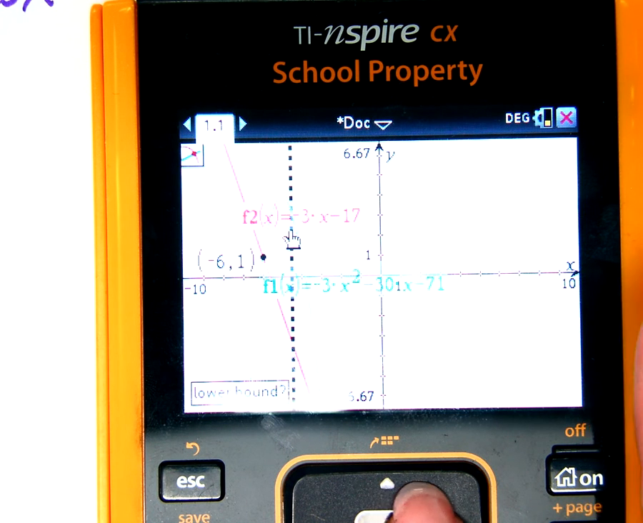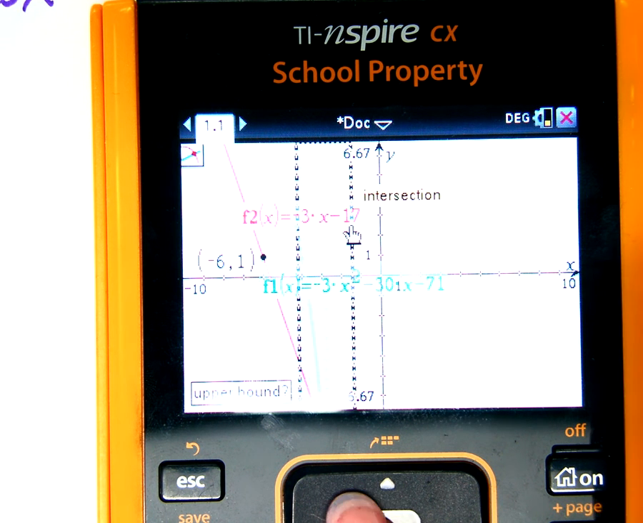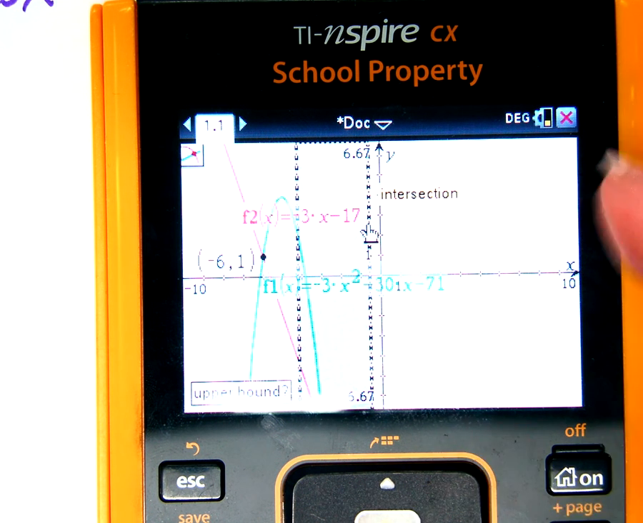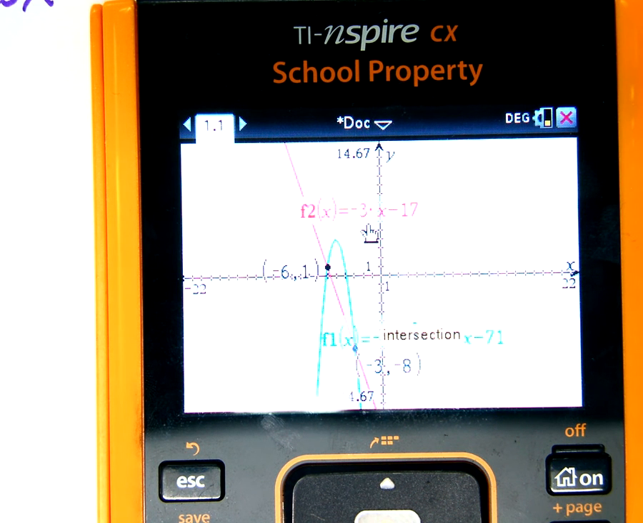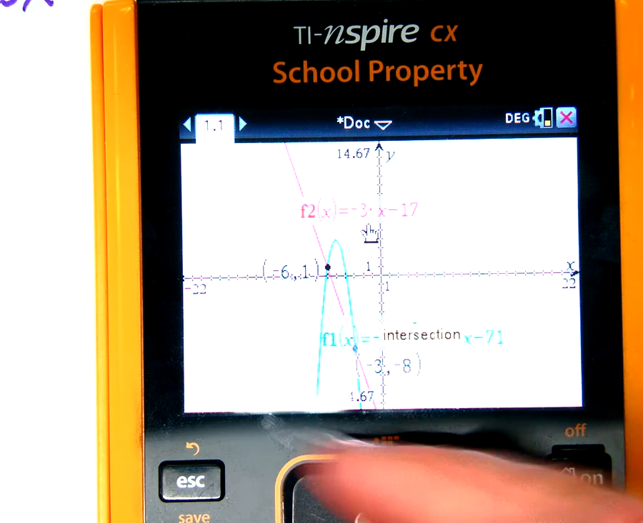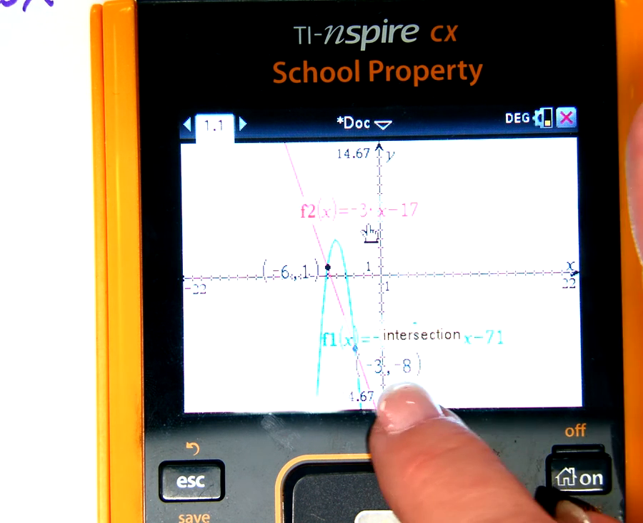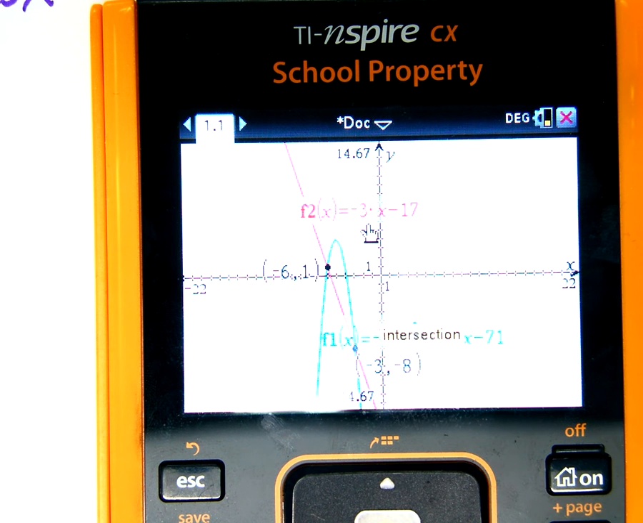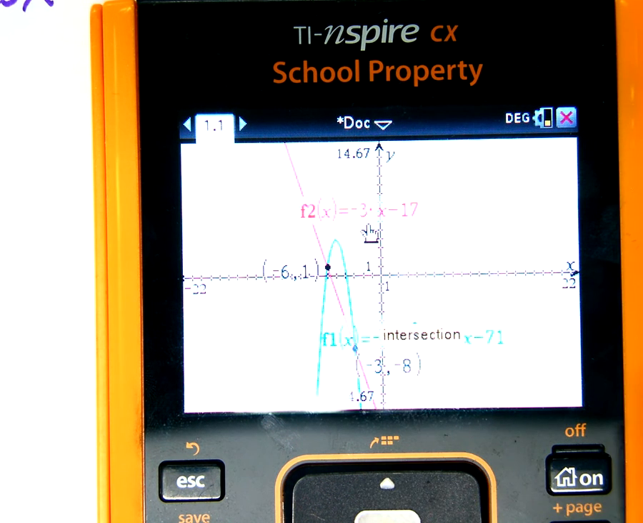Now, do you agree with me that that's probably on the left-hand side of the intersection? I'm going to pull it all the way over here because I think I probably have the intersection in there, but since I can't see it, I'm just kind of guessing. When I hit the upper bound, look what it does for me. It readjusted my window, didn't it? It's helpful. Now you can see the second point of intersection, negative 3, negative 8, which is why we couldn't see it, because our window only went to negative 6.